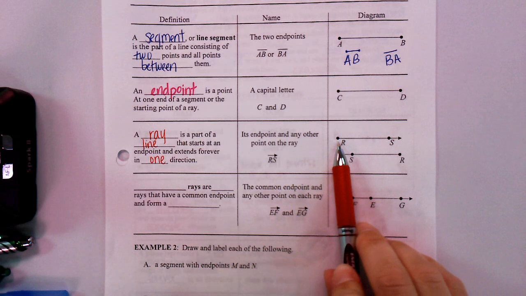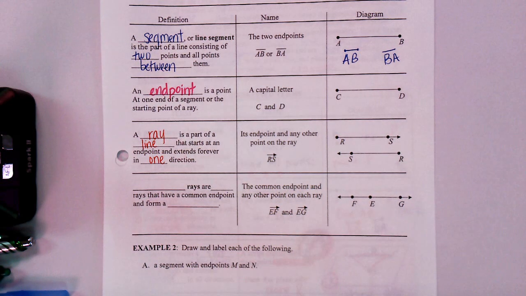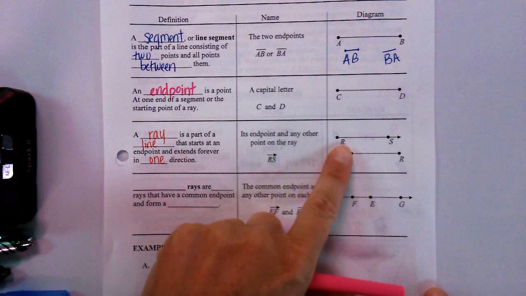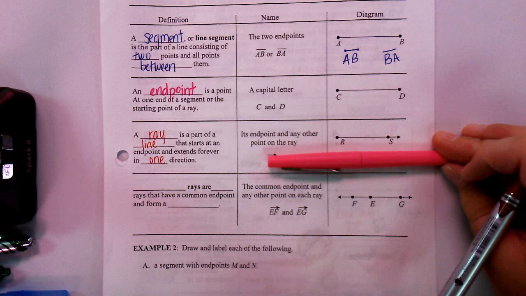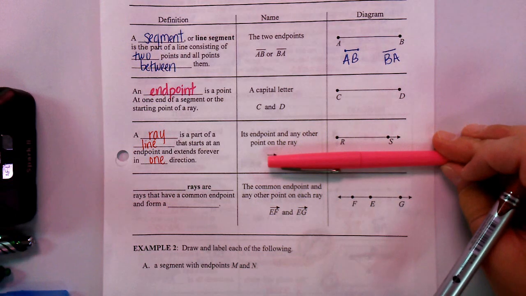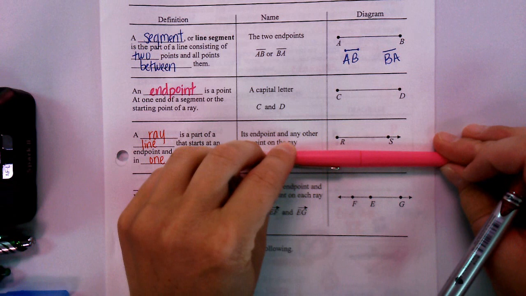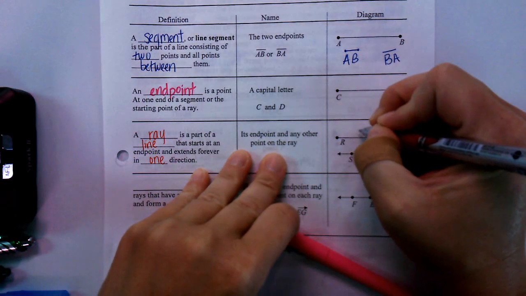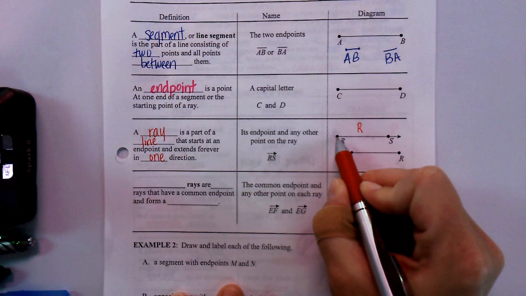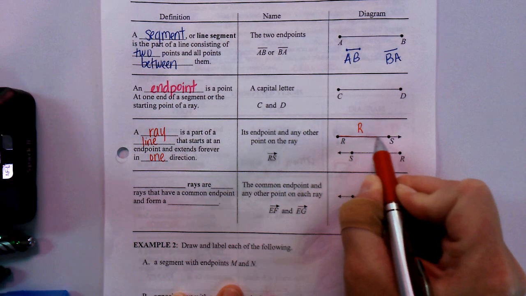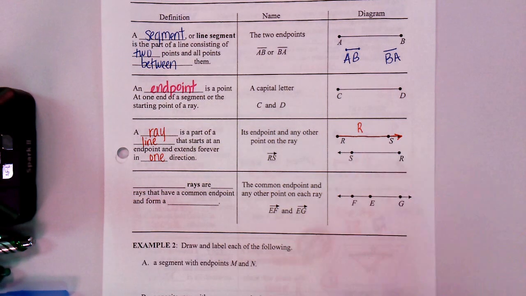So if I'm looking at this top ray, oh, and we're frozen. It's still going. Oh yeah, it is going. Okay. So if I start with this top one, the first letter is the end point. So which one is the end point? R. So that's going to be the letter that I write first. And if I start at my end point and trace my line, what letter do I go through? S. So it comes second.